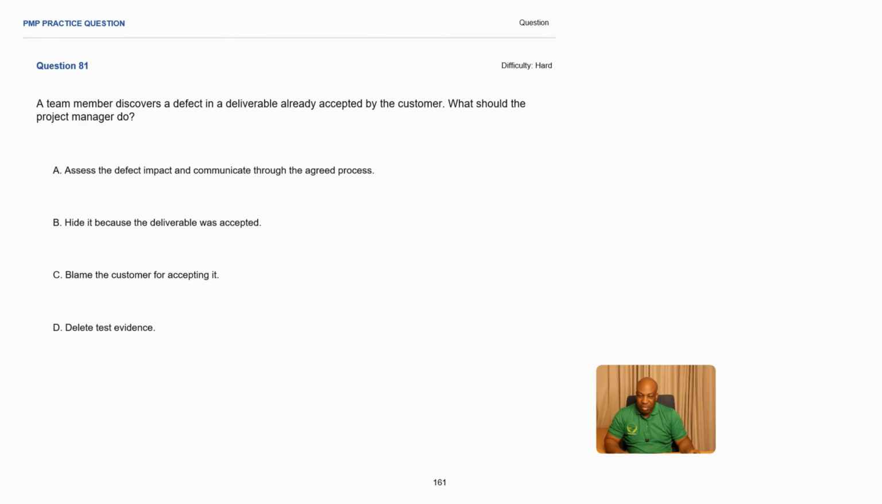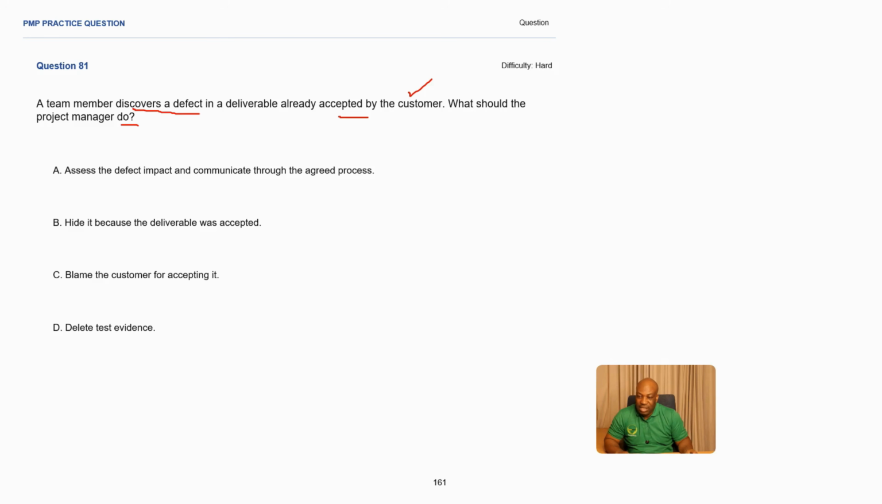Practice question number 81. A team member discovers a defect in a deliverable already accepted by the user. What should the project manager do? Okay. So a team member discovers a defect in a deliverable already accepted by the user. So the customer has already accepted the deliverable. What should the project manager do? So there's something that is discovered, a defect here.